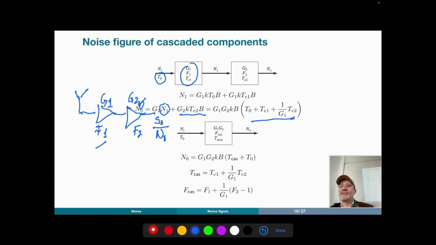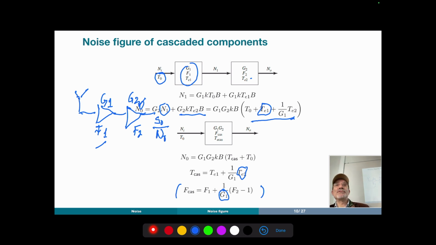And so from here, we see that the equivalent noise temperature of the cascaded system is the equivalent noise temperature of the first stage plus the equivalent noise temperature of the second stage divided by the gain of the first. Okay, which when transformed to noise figure, we have the following expression. And so you see that the noise associated with the second stage becomes divided by the gain of the first, and so has a much smaller contribution to the final system than the first.